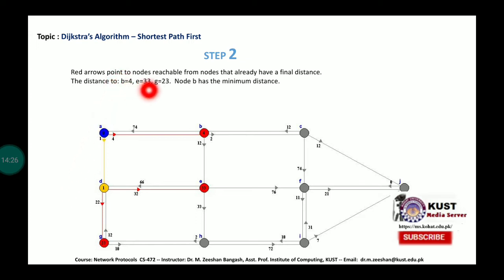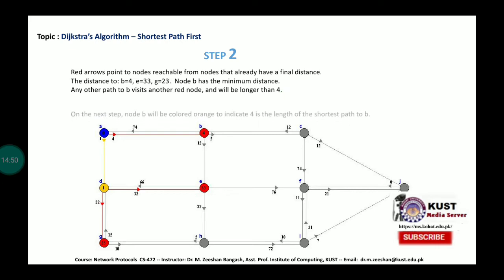So when we look at these three vertices, B, E and G, the minimal is again B, equal to 4. So the node B has the minimal distance in this step 2. Now any other path to B visits another red node and will no longer be than 4.